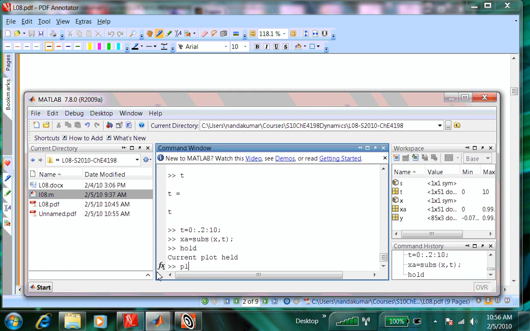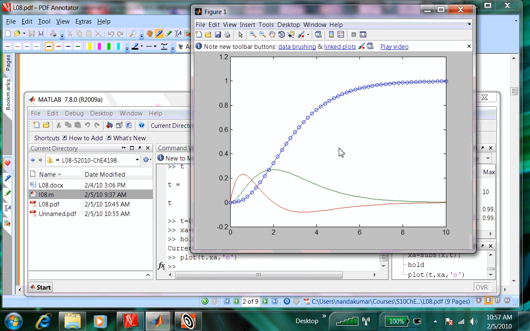Hold plot t comma x a comma s. Any questions in whatever I've done so far? What am I trying to do? Plot an analytical solution on the same graph with symbols so that I can compare. Okay, so I'm saying just use the O as the symbol. So the original curve was a solid line, which was a numerical one from ODE45. And the dots there, the circles that you see on that, are the analytical solution for the same variable x.